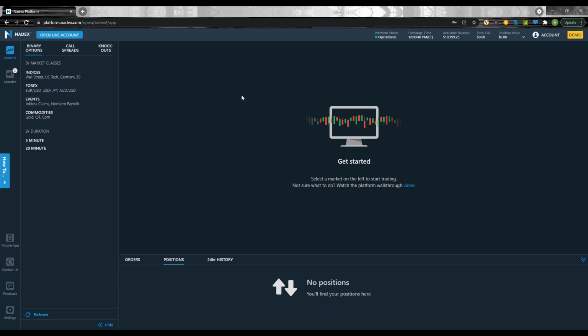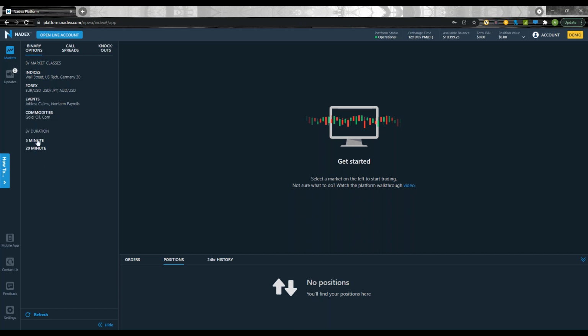So, jumping right into it, the first thing you'll probably notice is over here on the left-hand side, you have your Finder window. This is where you'll be able to select your product type: your binary options, your call spreads, and your knockout products. Just across the top here, as you can see, I'm clicking around. Then underneath those, you'll have your different asset classes: indices, Forex, events, commodities, same thing for call spreads and knockouts.